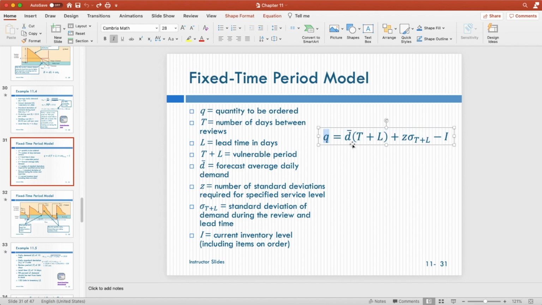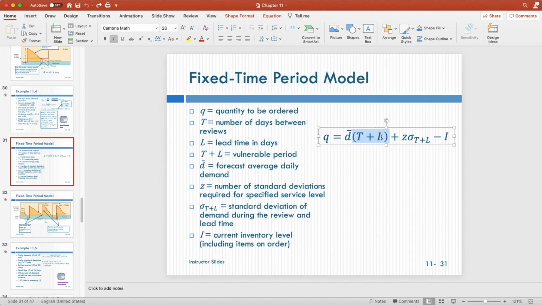Q definitely is the order amount that you want to order within a review period. D bar is still the average daily demand. T represents your review window. What do we mean by review window? It's the number of days between reviews. If I decide to review my inventory every month, the number of days would normally be 30 or 31 days. We can simply assume 30 days, that's good enough. So T is the number of days between reviews.